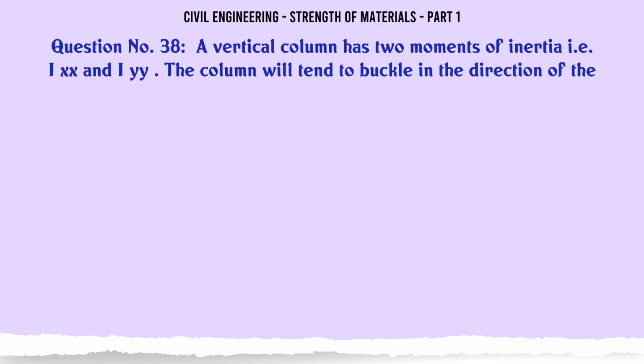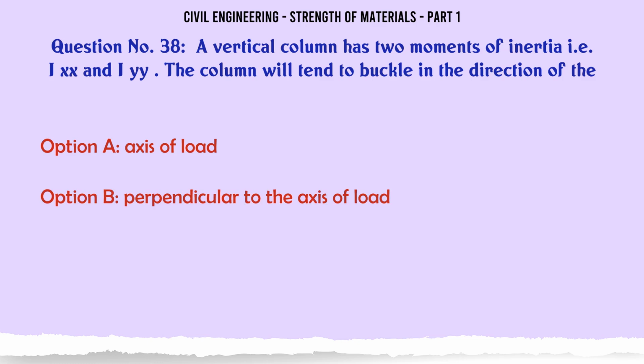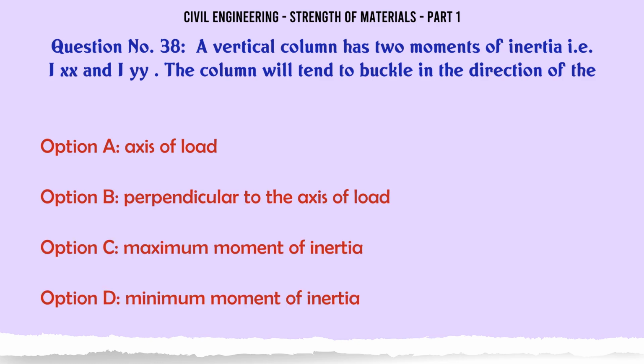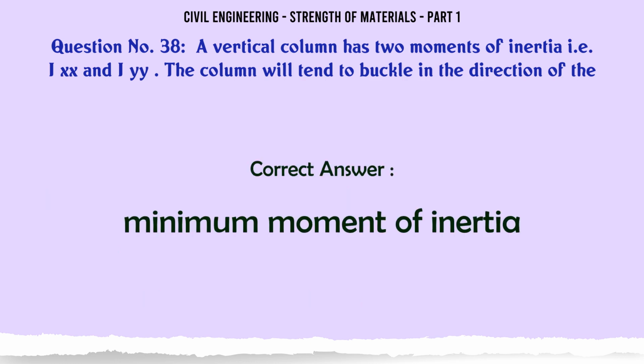A vertical column has two moments of inertia Ixx and Iyy. The column will tend to buckle in the direction of the A. axis of load, B. perpendicular to the axis of load, C. maximum moment of inertia, D. minimum moment of inertia. The correct answer is minimum moment of inertia.